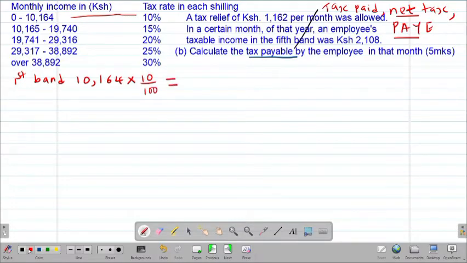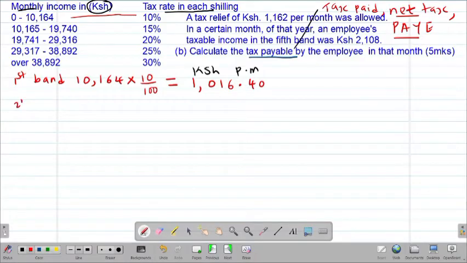So this will give us, remember, the amount that we get here will be in the values of the table, since the process of changing does not interfere with our units. So the table was in Kenya shillings per month. So this must be in Kenya shillings per month. So you feed this on the calculator, 10,164 times 10 over 100. Your calculator will give you 1,016 shillings and 40 cents.